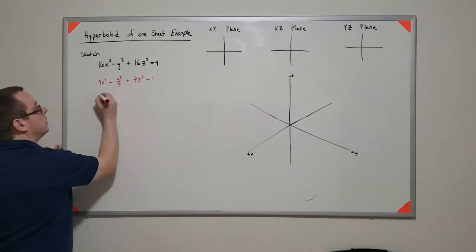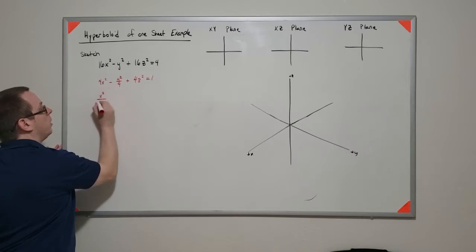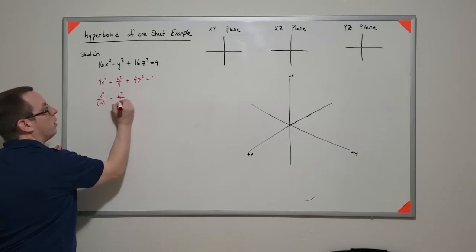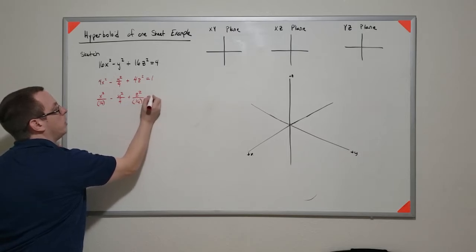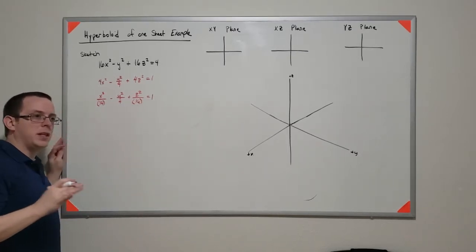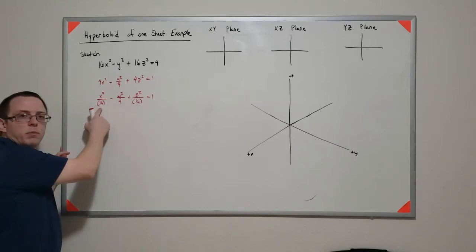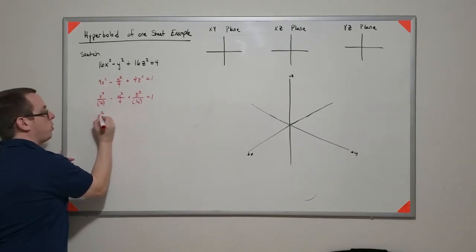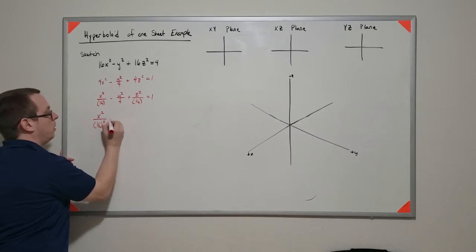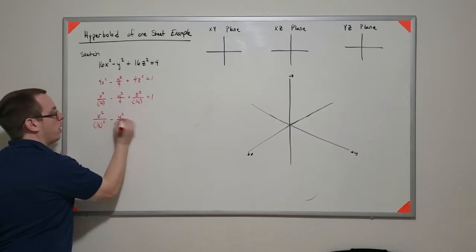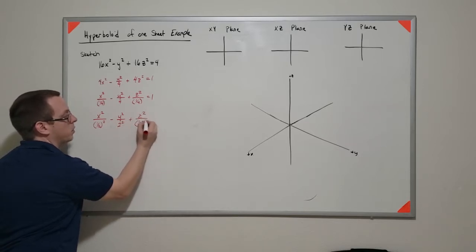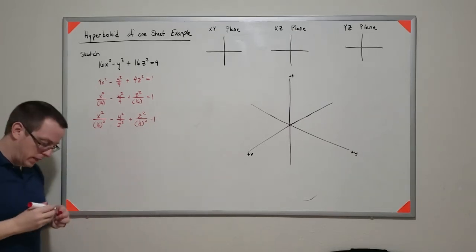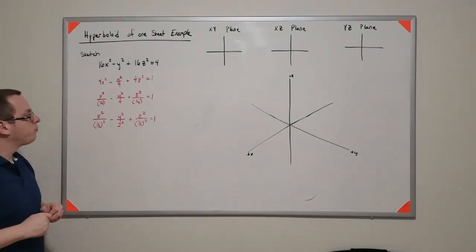So we're going to write that as x squared over 1/4 minus y squared over 4 plus z squared over 1/4 equals 1. There's one last step. We have to make this something squared. So that's x squared over 1/2 squared minus y squared over 2 squared plus z squared over 1/2 squared equals 1. So that's how we get the standard form.